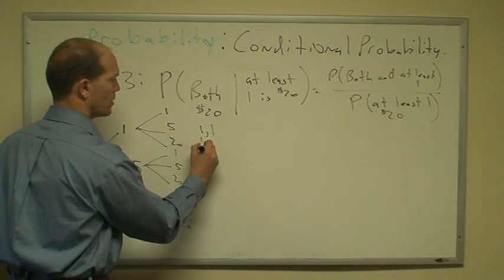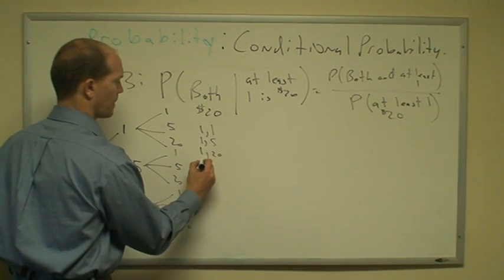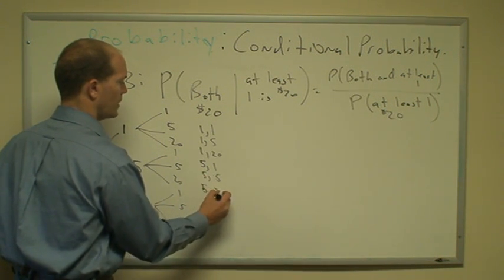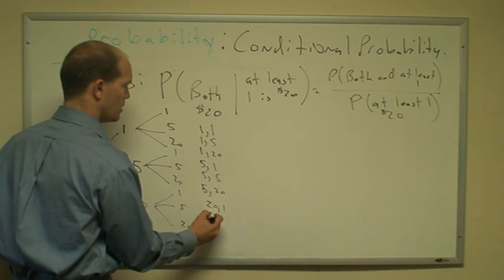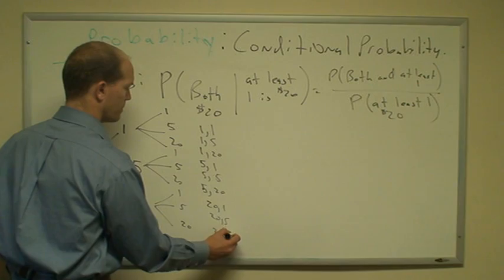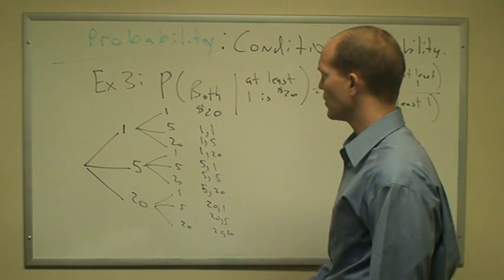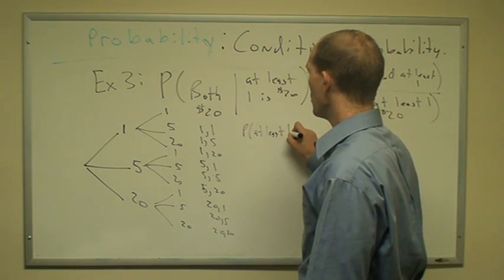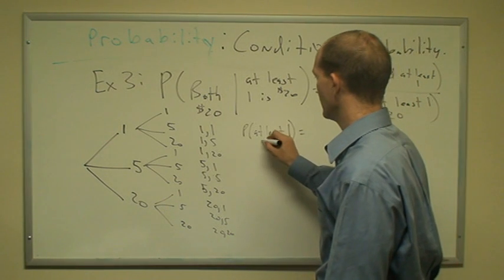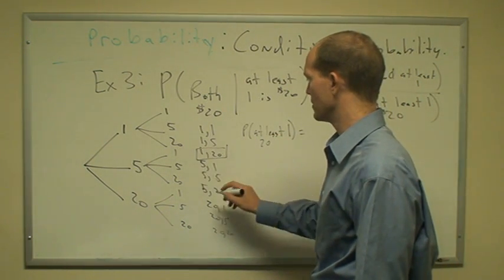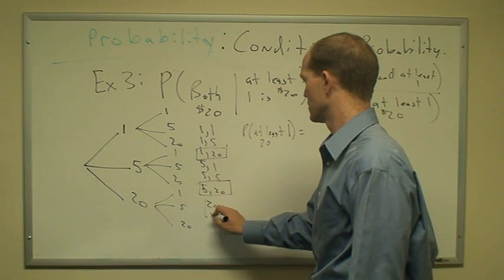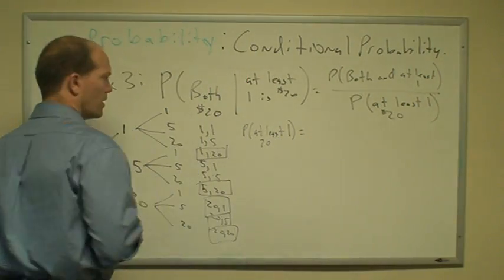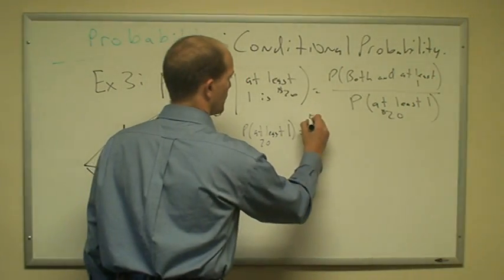I can have $1 and $1, $1 and $5, $1 and $20, $5 and $1, $5 and $5, $5 and $20, $20 and $1, $20 and $5, $20 and $20. What you're going to see here is there's 9 total outcomes. So the probability of getting at least one of those 9 to be 20, well, let's go through and list them. Turns out there's 1, 2, 3, 4, 5 different ways to do this out of the total of 9 different things.